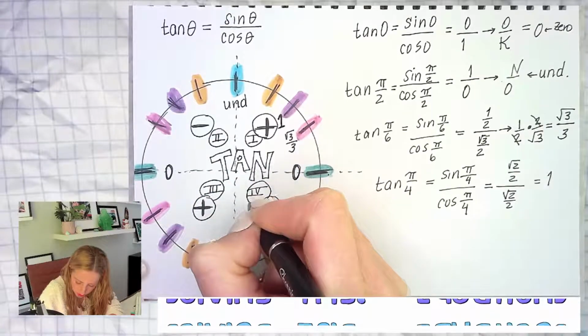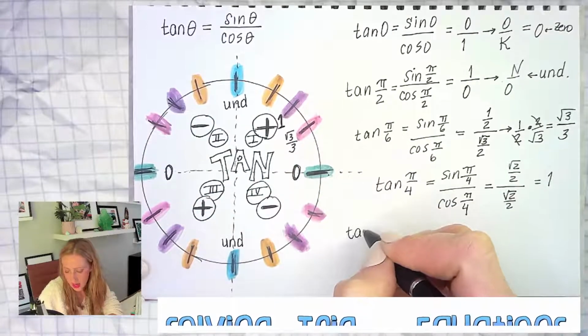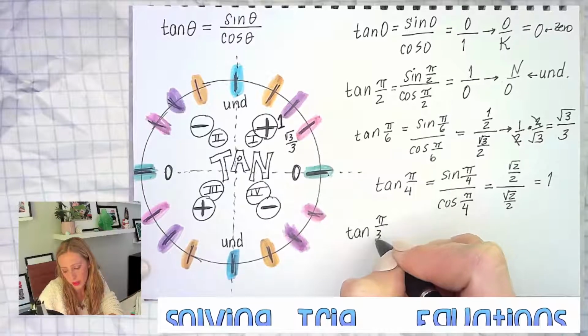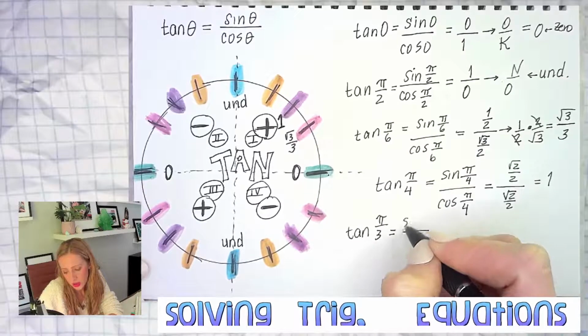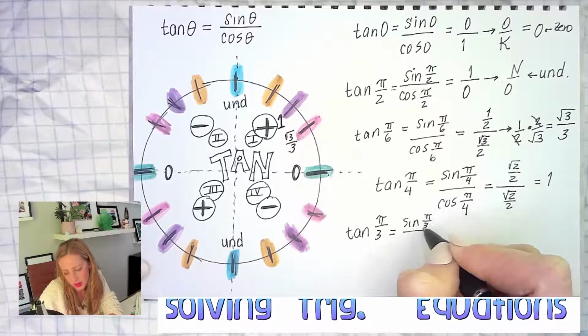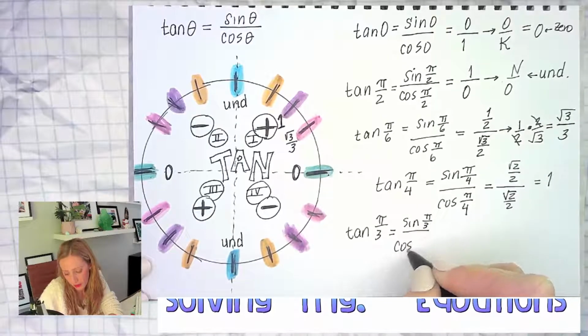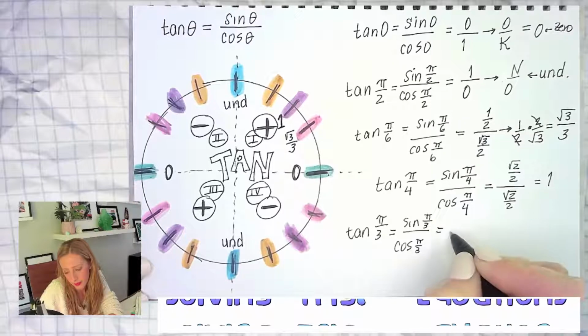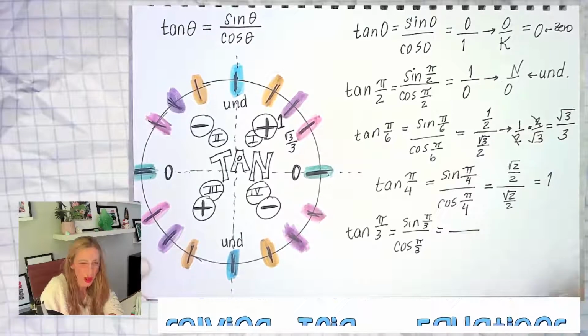All right, 1 left to do, and that is the tan of pi over 3, which is going to be sine of pi over 3. This is like a nightmare, right? Cosine of pi over 3. What's the sine of pi over 3?